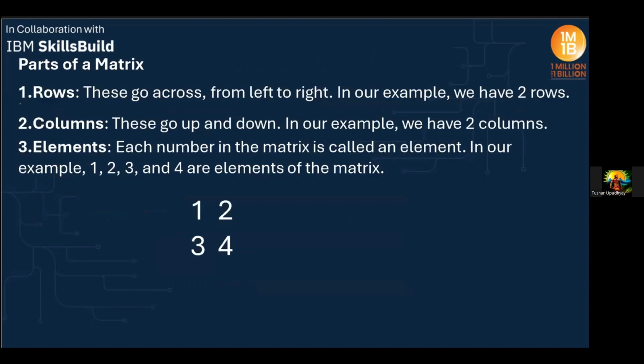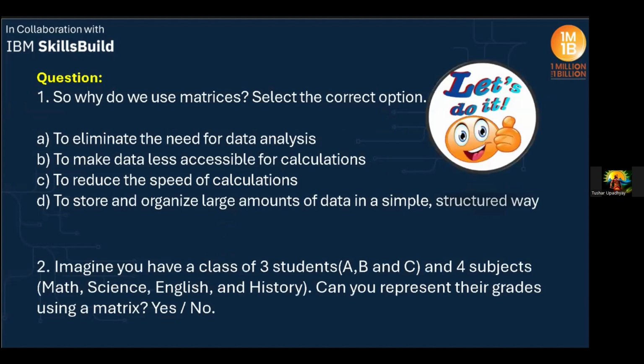So, parts of a matrix: rows go across, columns go up and down, and whatever numbers you find in those rows and columns are called elements. Now, a simple question: why do we use matrices?